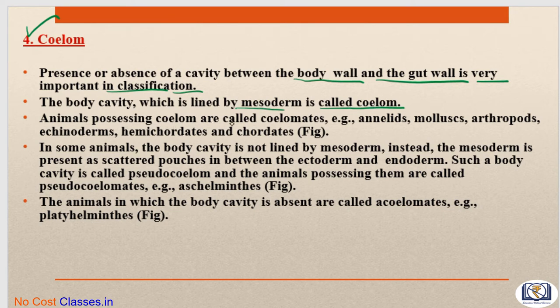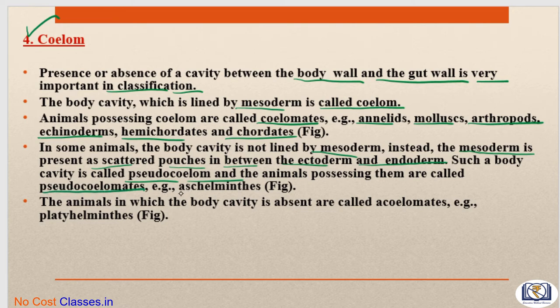Animals that possess coelom are called coelomates. Agar coelom present hai, then we'll give the category coelomates to the animals, like annelids, mollusks, arthropods, echinoderms, hemichordates and chordates. In some animals the body cavity is not lined by mesoderm. Instead, the mesoderm is present as scattered pouches in between ectoderm and endoderm. Such a body cavity is called pseudocoelom. Yani coelom jaisa kuch lag to raha hai, but actually wo well developed coelom ya well lined by mesoderm nahi hai. To unko hum yahan category mein pseudocoelomate rakh dete hain.